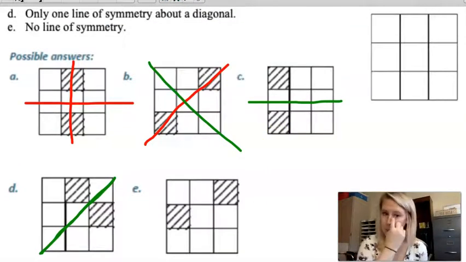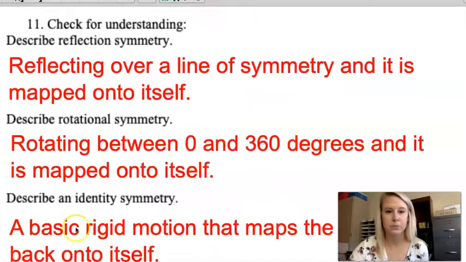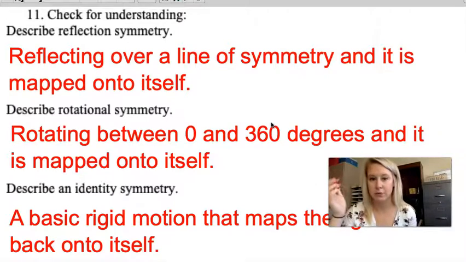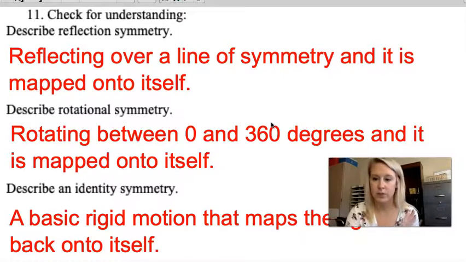Get your brain thinking. All right, so let's wrap it up. Check for understanding. So describe reflection symmetry. Reflection symmetry is when you reflect over a line of symmetry and it's mapped onto itself. So basically I can fold it over and it is the exact same shape.